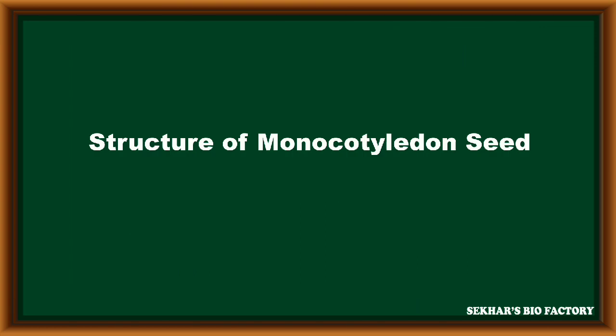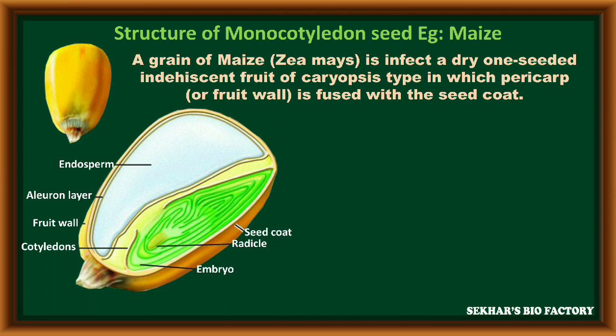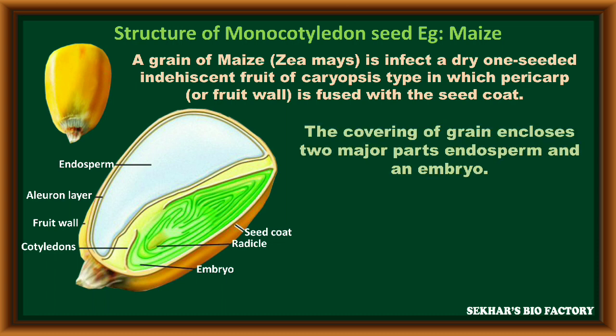In the structure of monocotyledon seed, by taking maize as an example, a maize grain is a dry, one-seeded, indehiscent fruit called caryopsis. In the structure of this grain, both the pericarp, which is the fruit wall, and the seed coat are fused to each other. It is not possible to separate them. This covering of grain encloses two major parts: one is endosperm and another one is embryo.